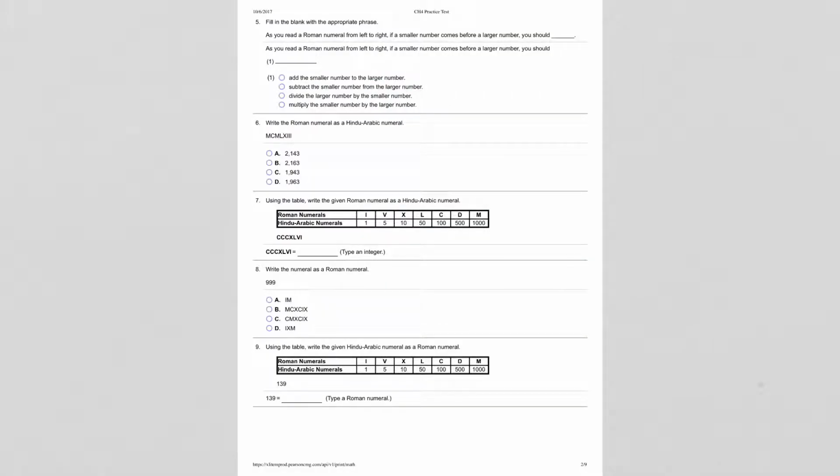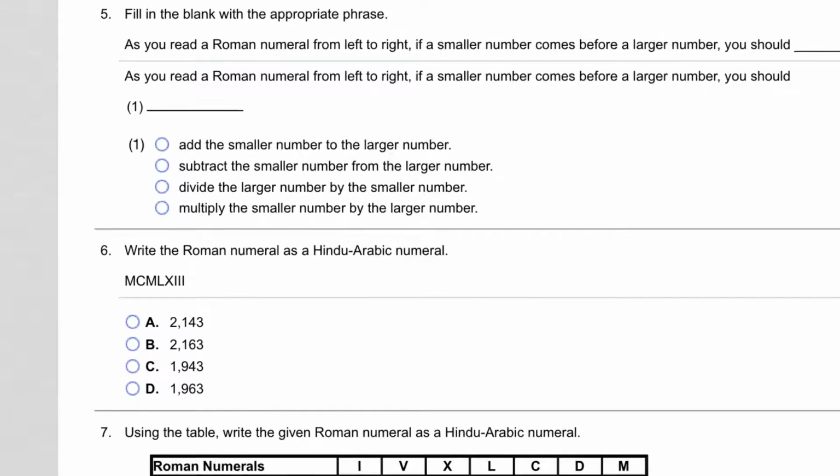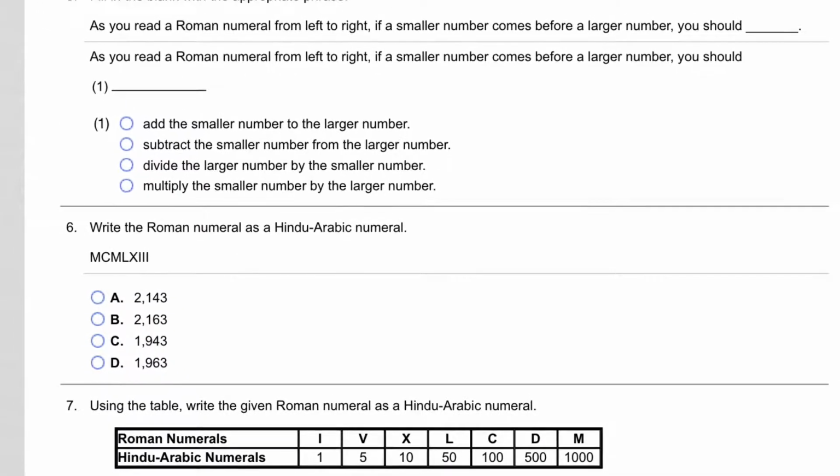Okay, next page for me is number 5. So as you read a Roman numeral from left to right, if a smaller number comes before a larger number, you should, so here's a key thing, a smaller number comes before a larger number. So usually it comes after, that's when we add, but if it comes before, then we subtract, okay?